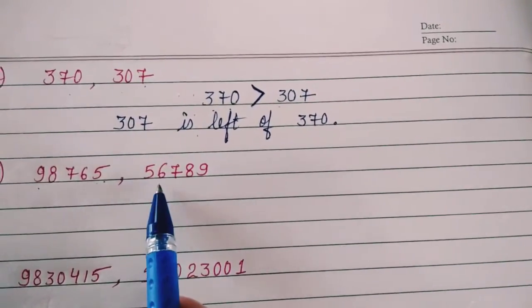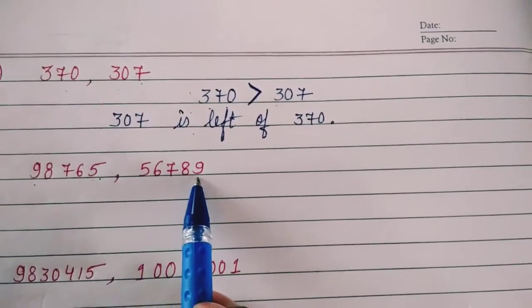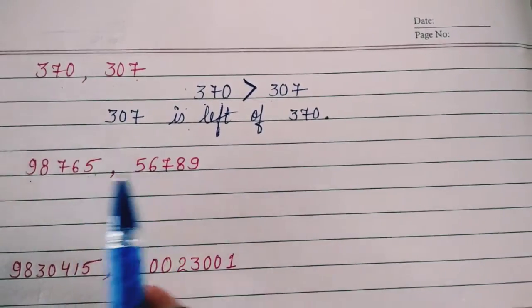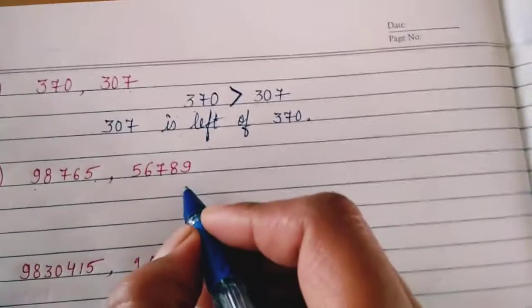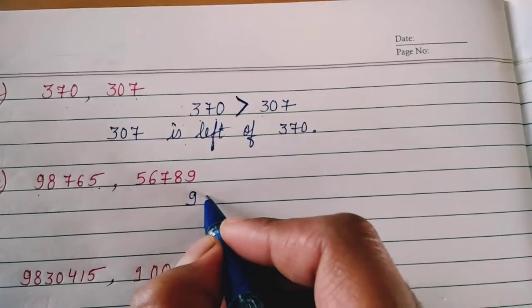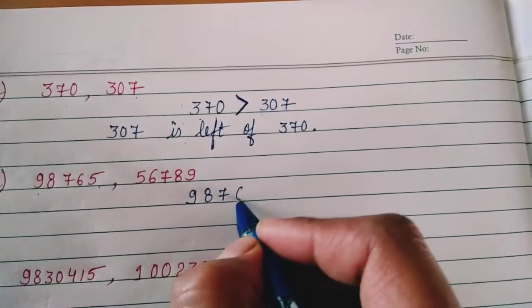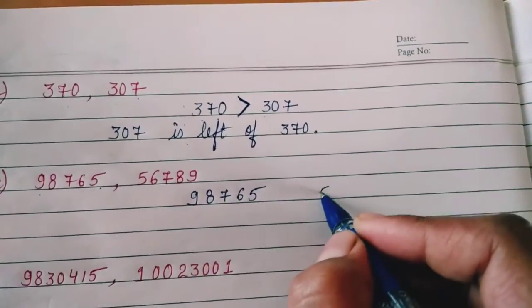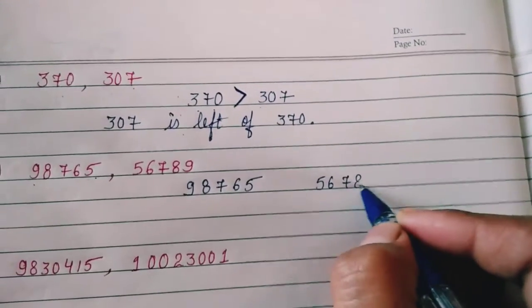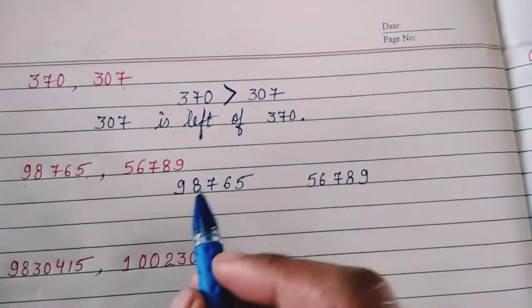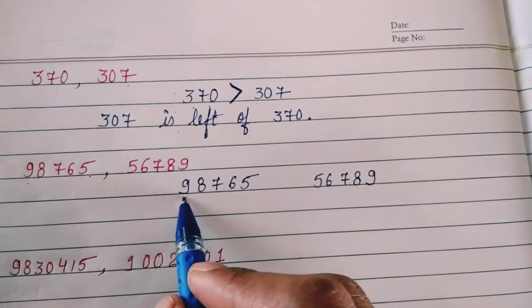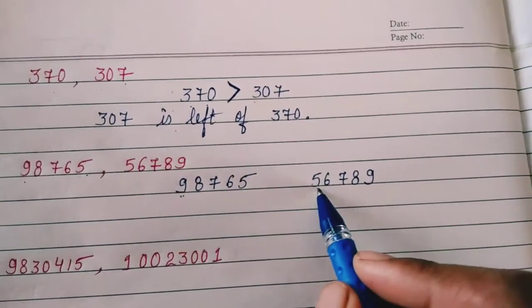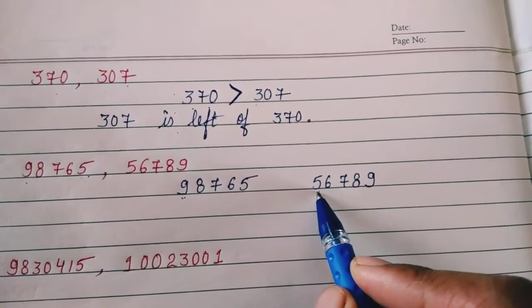56789, which is having 5 digits. Both are containing 5 digits. So when we are putting the symbol in between these two, we have 98765 and 56789. This number is containing 9 in the beginning and this number is containing 5 in the beginning.